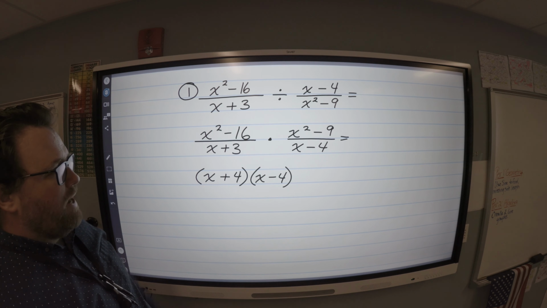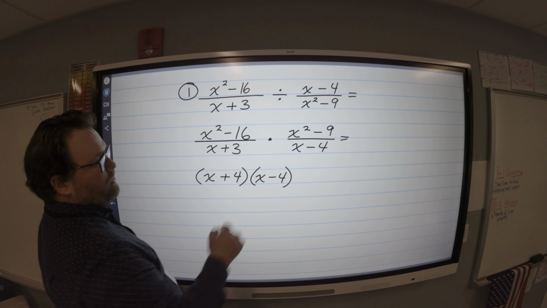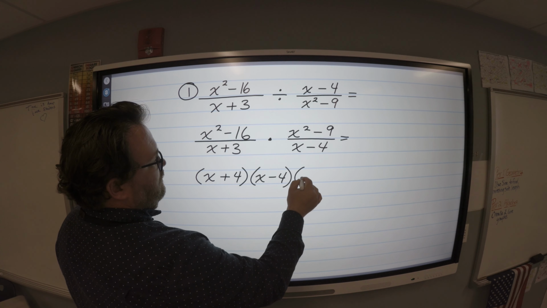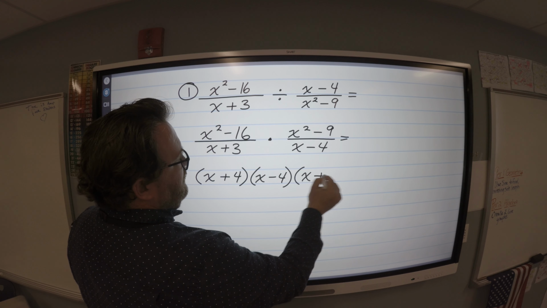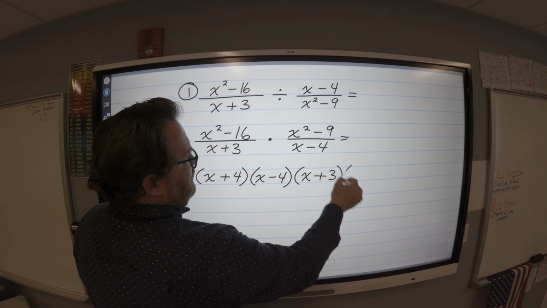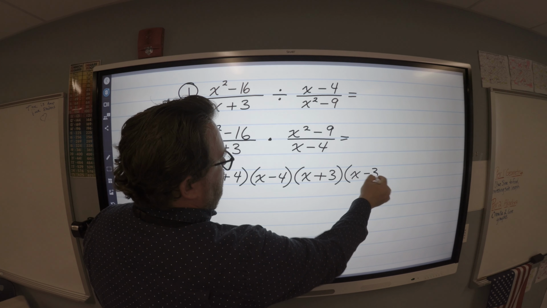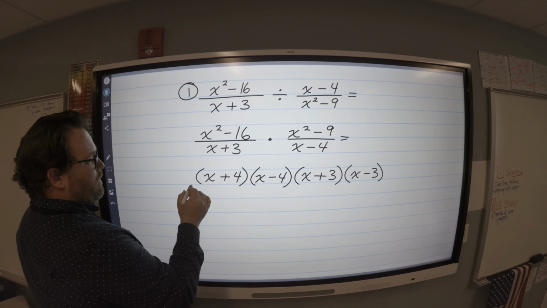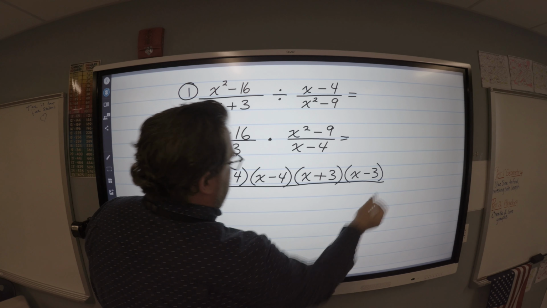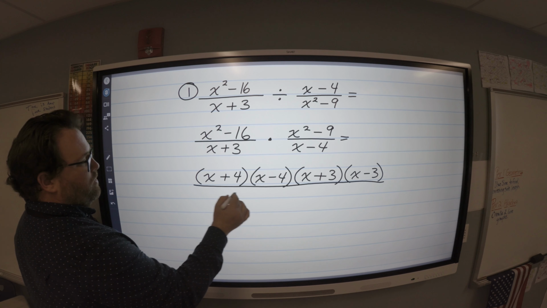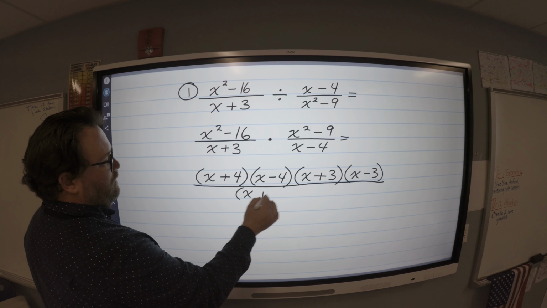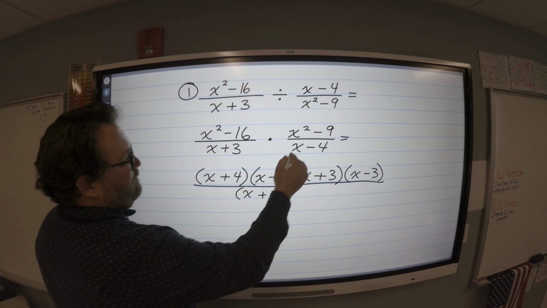So let's factor x squared minus 9. That is also a difference of squares, which factors into x plus 3 times x minus 3. So that's the top part. On the bottom, we multiply x plus 3 times x minus 4.